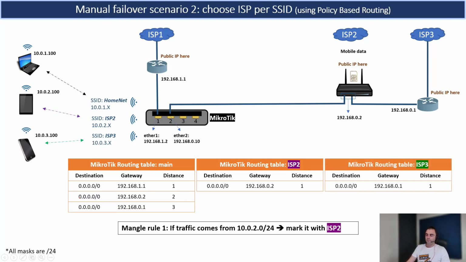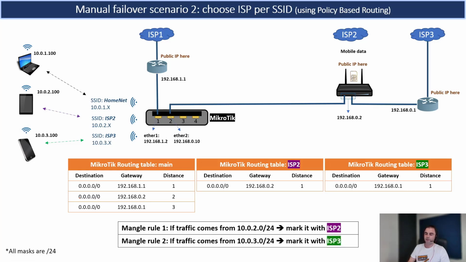And as you can maybe imagine, I'll create a third routing table, ISP3, and then I'll create another Mangle rule saying that if the traffic is coming from 10.0.3.0, then put a mark ISP3 and it will use this routing table. And this routing table has another gateway, and this gateway is 10.0.3.1, which is my ISP3.